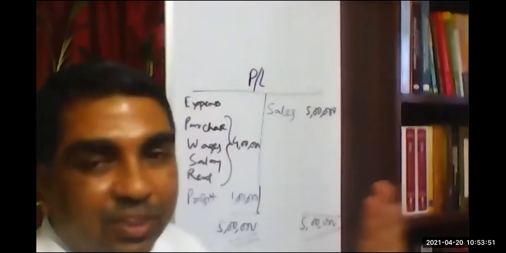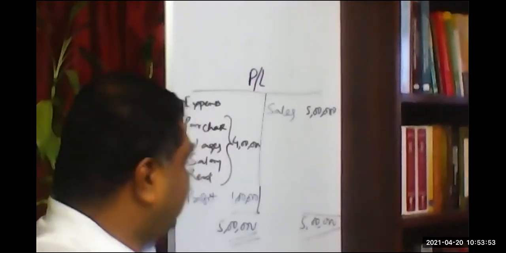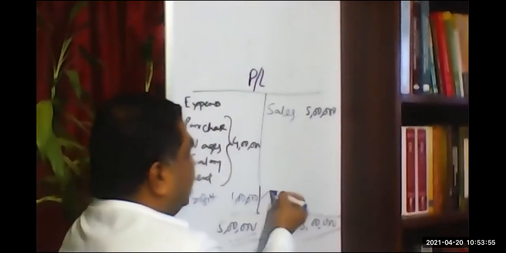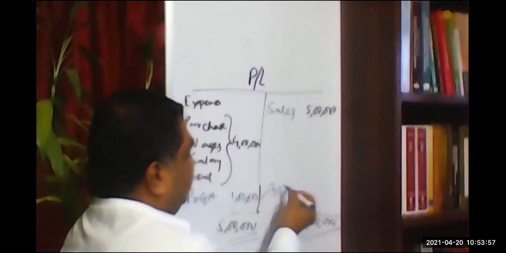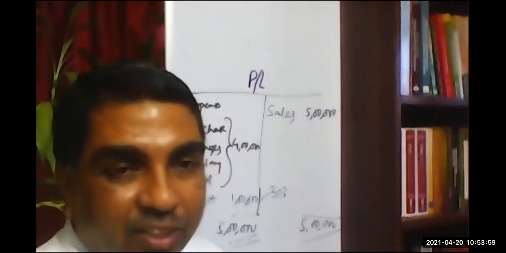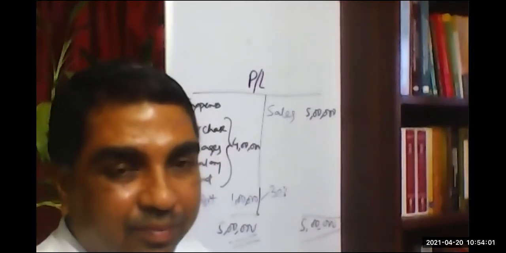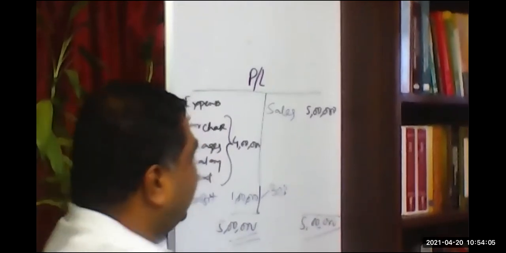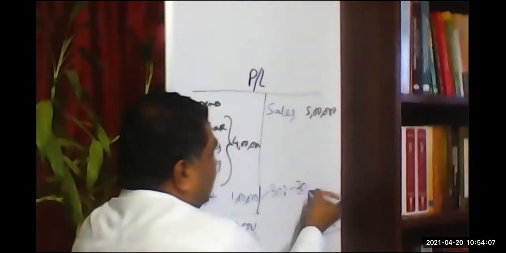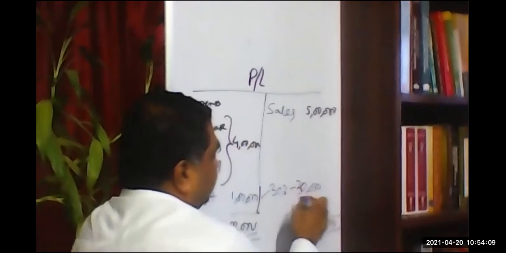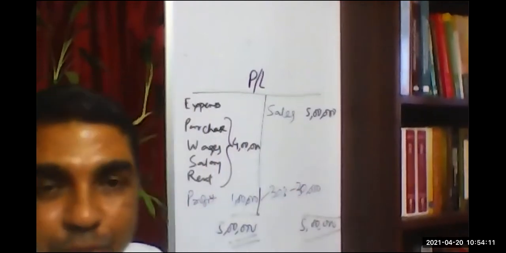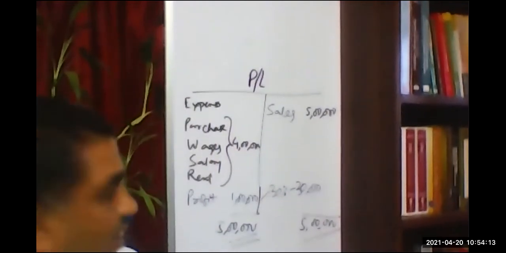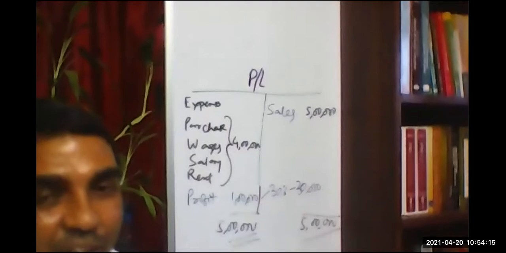Now let us imagine a situation. Let us say it's a kind of company where the tax rate is 30%. How much tax do you have to pay? 30,000. So a tax rate of 30% means you have to pay 30,000. Now you want to reduce it. How can you reduce it?